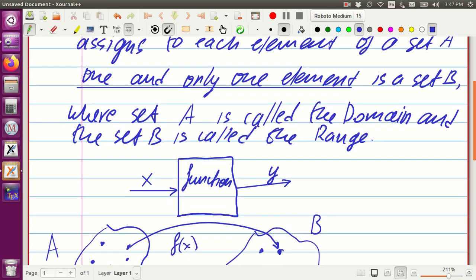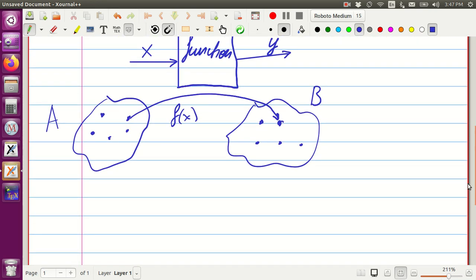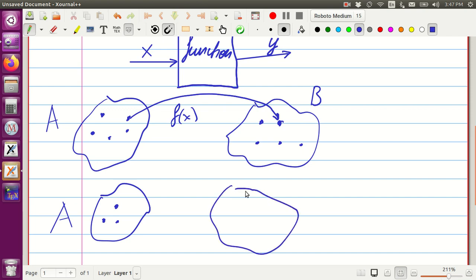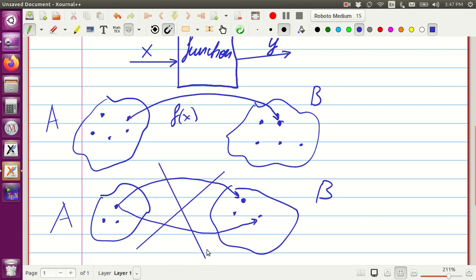So basically, you cannot have something like this. You cannot have a set A with some items here and set B with some items over here, and once you apply the function to this item here, you get one value, but then the second time you apply it, you get this value. So this wouldn't be a function, because for one value in A, it assigns two values in B.